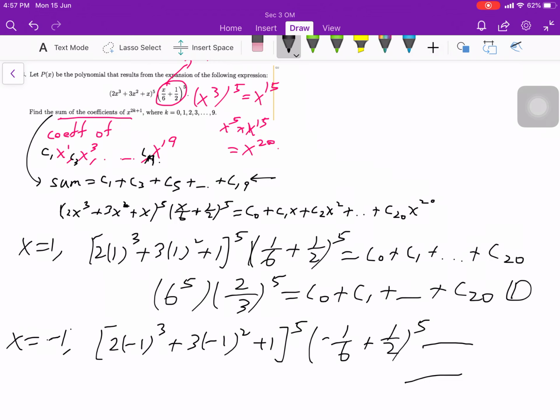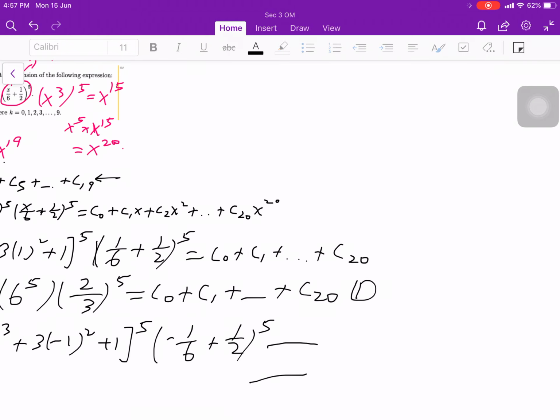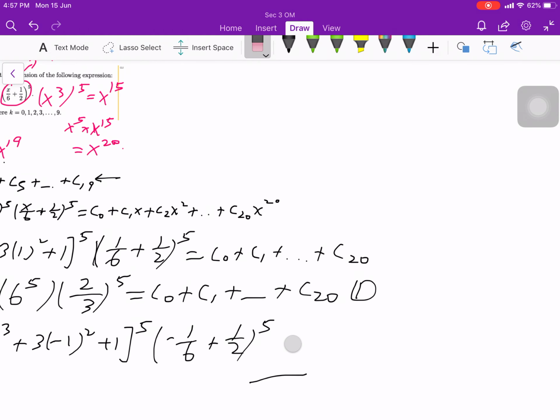When it is an odd power, it will be negative. Even power, it will be positive, right? Therefore this part here, can you see that? Let me write down properly. This will be just equal to C naught, since 0 is considered even, negative C1, right? Negative C1 plus C2, and then negative all the way until positive C20.